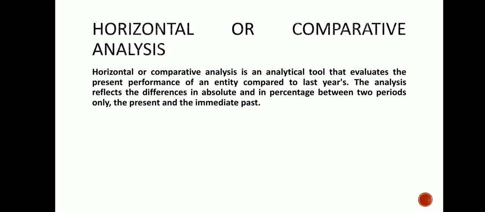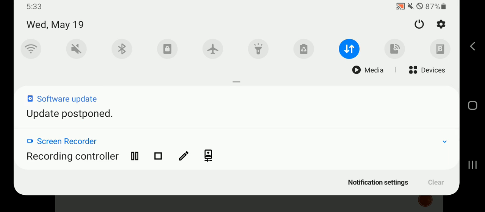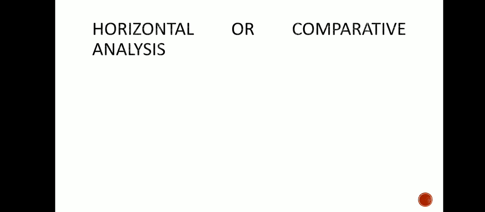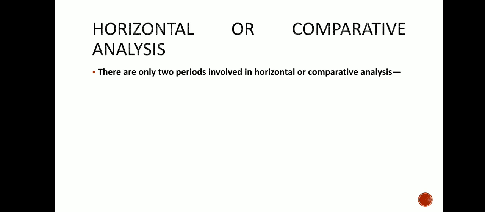So, horizontal or comparative analysis is an analytical tool that evaluates the present performance of an entity compared to that of the last years. The analysis reflects the differences in absolute and in percentage between two periods only, the present and the immediate past. So, as the definition is telling us, there are two periods involved in horizontal or comparative analysis, and that is the current period and the last year's period.